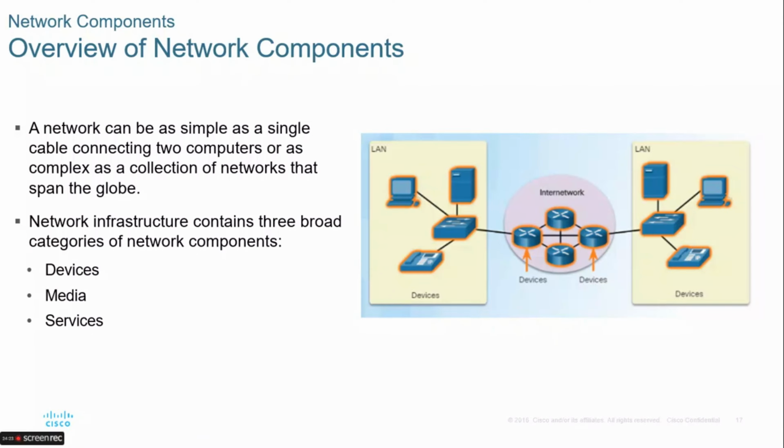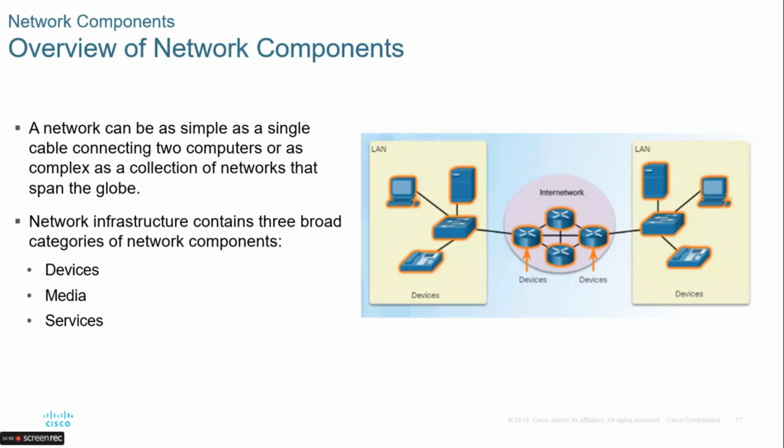Let's go deeper here. Overview of network components. A network can be as simple as a single cable connecting two computers, or as complex as a collection of networks that span the globe. So, networks that span a metropolitan area, multiple of them, that is wide area networks, and the one that is within the organization, that is the LAN, local area network.